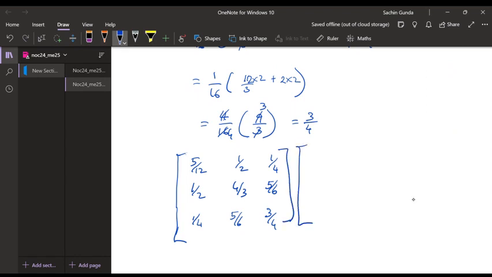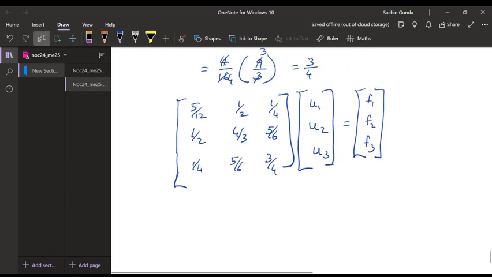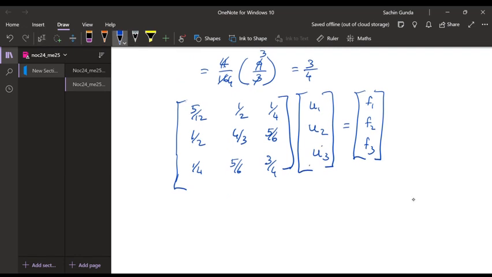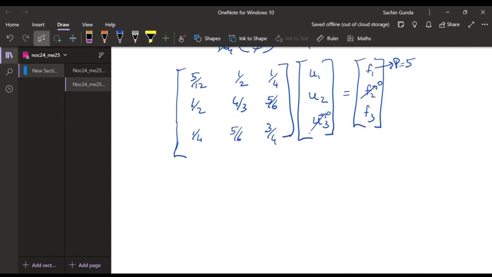and we have our K times u1, u2, u3 equals f1, f2, f3. This is the Ku equals f format. Now we need to apply the boundary conditions. In this case, u3 is 0 as it is fixed, and f1 is p, which is 5. f2 will be 0 as it's an internal node, and the forces cancel out.